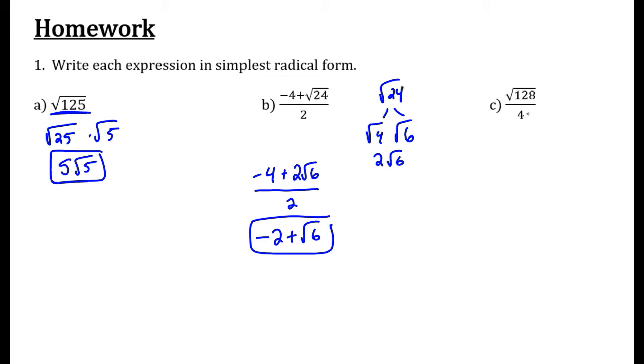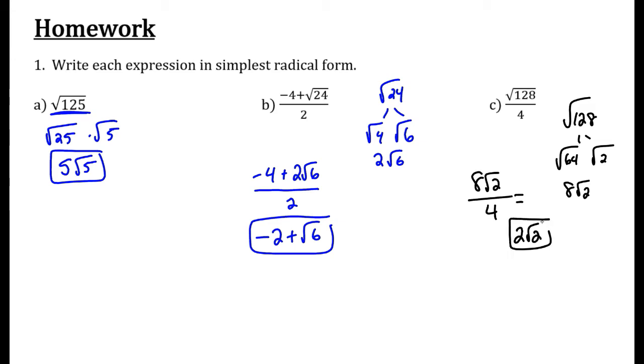I can't divide by 4 yet because I need to simplify the square root of 128. So how can I rewrite this? Well, what are my perfect squares smaller than that? 121, no. 100, no. 81, no. 64? Yeah, this is 64 times 2. So this is 8 radical 2. So this is really 8 radical 2 divided by 4. Well, 8 divided by 4 is 2. 2 radical 2 is what that expression is equivalent to.